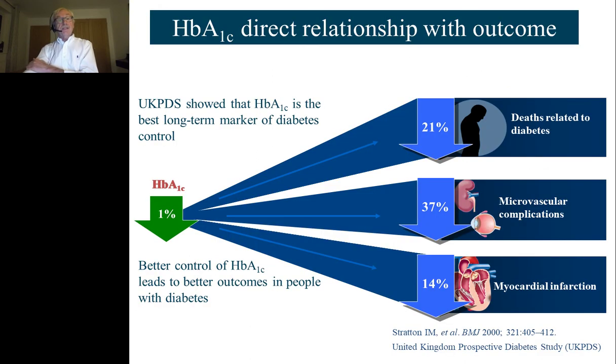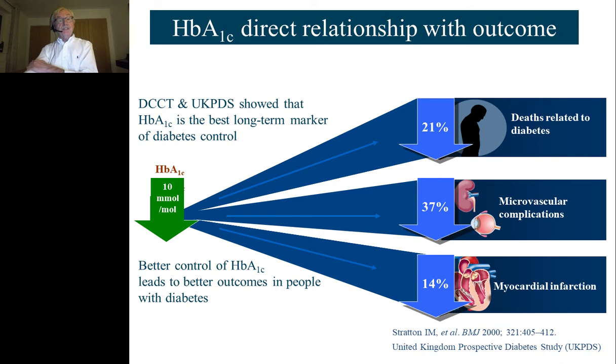We could also see from the UKPDS, which is in type 2 diabetics, that a 1% decrease in hemoglobin A1c, or a 10 millimole per mole decrease, resulted in a 21% decrease in the deaths related to diabetes, a 37% decrease in microvascular complications, and a 14% decrease in myocardial infarctions. So a very small improvement in hemoglobin A1c resulted in vast improvements in outcome.